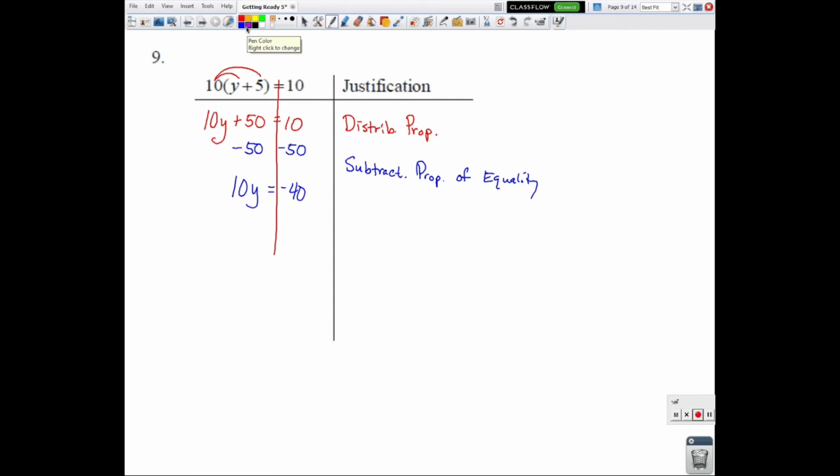And last step, to get rid of the multiplication by 10, we need to divide both sides by 10. So y equals negative 4. And of course, that is the division property of equality.